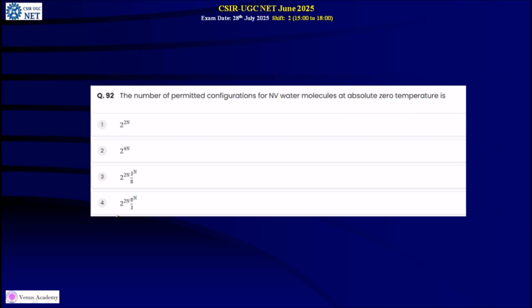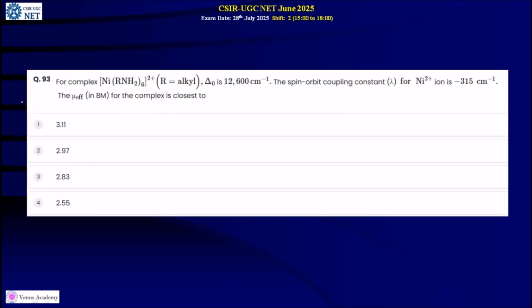Next, question number 92. The number of permitted configurations for N water molecules at absolute zero temperature is. Question number 92, option 3 is the correct option, students. Next, question number 93. For complex nickel, the spin orbit coupling constant, right. Question number 93, option 4 is the correct option, students.